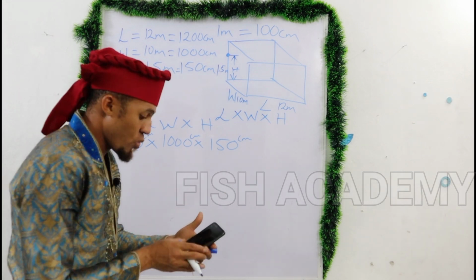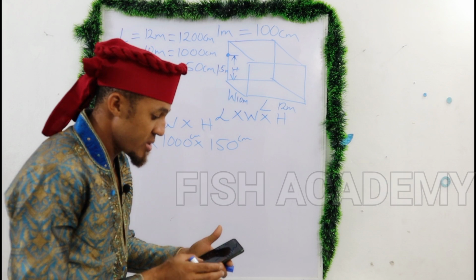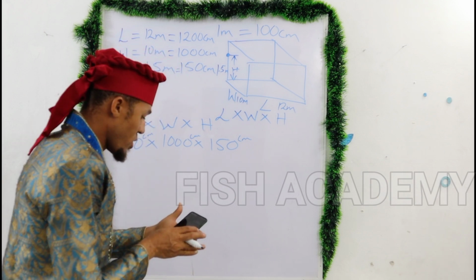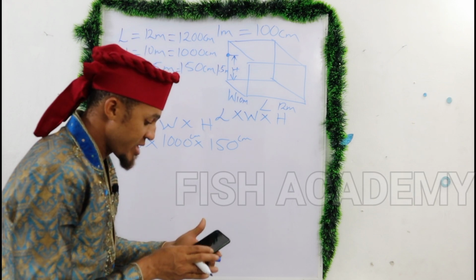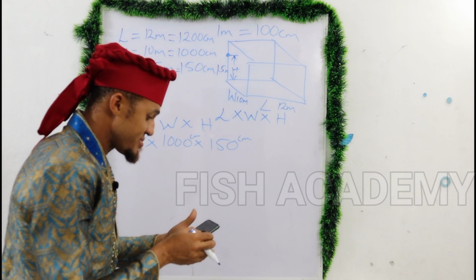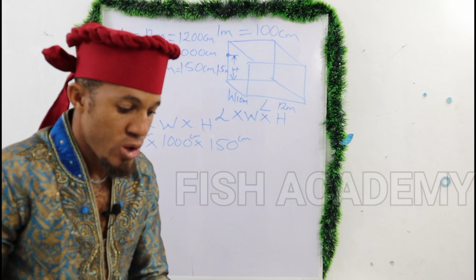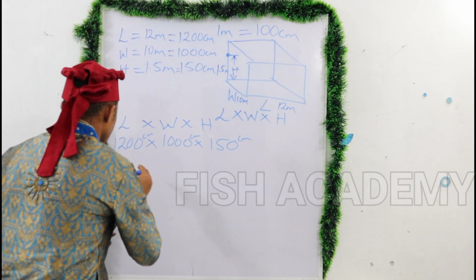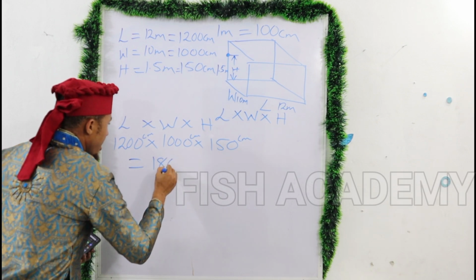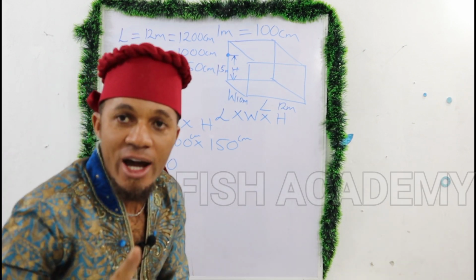Let's quickly go to the calculator. It's 1,200 times 1,000 times 150. That gives you 180 million. So the total is equal to 180.